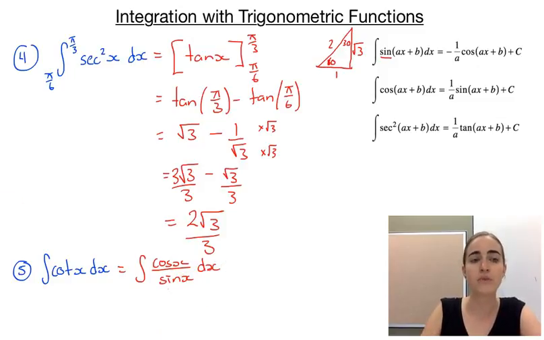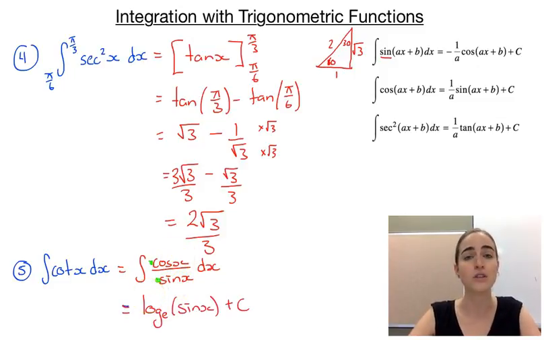Now, the relationship that's important to see here is that cos x is the derivative of sine x. So we have a function in the denominator and we have that function's derivative in the numerator. So that actually means this is coming back to our log integration. So this is going to be equal to log to the base e of sine x plus our constant. And that's because we have the derivative of this denominator in the numerator. All right, so that's having a look at integration with trig functions.